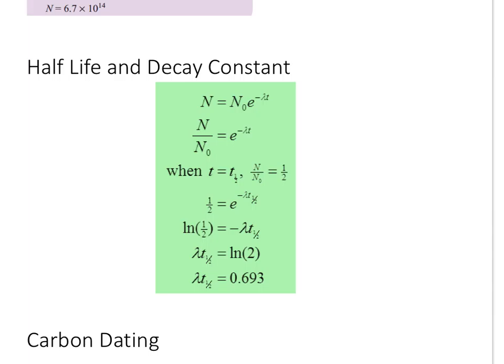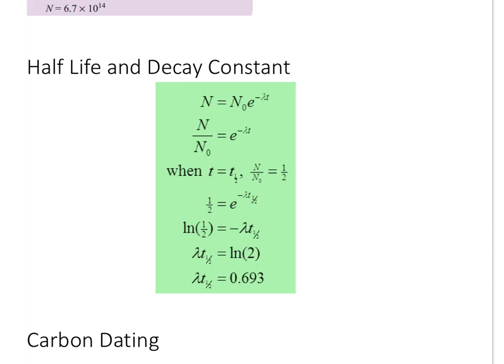From the previous equations, we can discover the relationship between half-life and the decay constant. So by using the equation for the number of undecayed nuclei, N equals N0 e to the power of minus lambda t, we rearrange it to get N over N0 equals e to the minus lambda t. When t is the time of the half-life, N over N0 must be 1/2 because N0 must be twice N. This means that a half is equal to e to the minus lambda times the half-life.